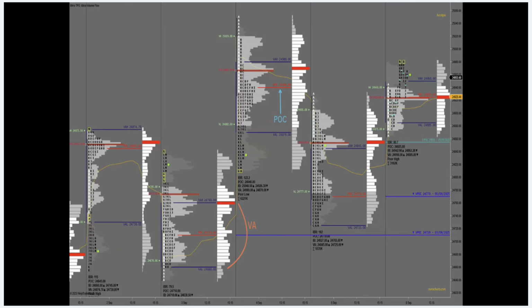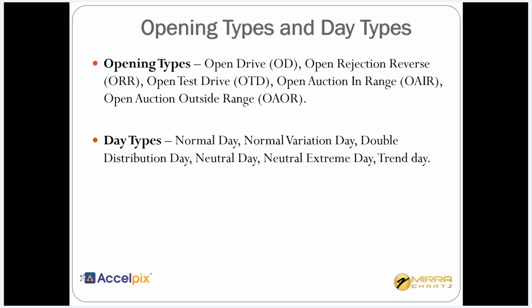So here is the main POC. Now, the market can be segregated into two things: one is for intraday, one is for positional. Opening types and day types can be classified for the day. We can get the clue, or at least the probability, of what the price is going to do on that day.